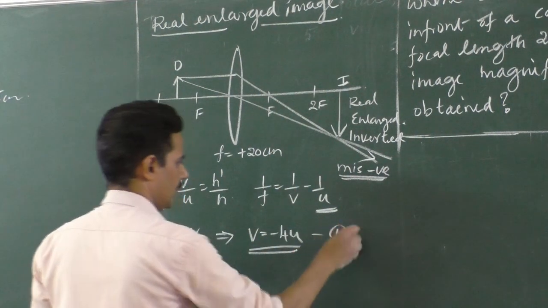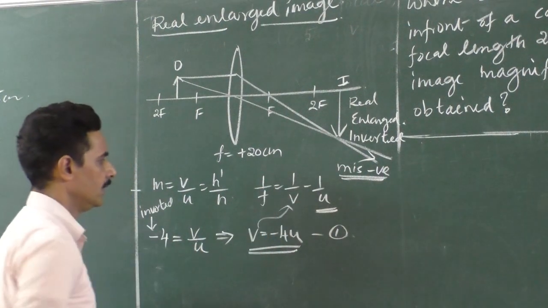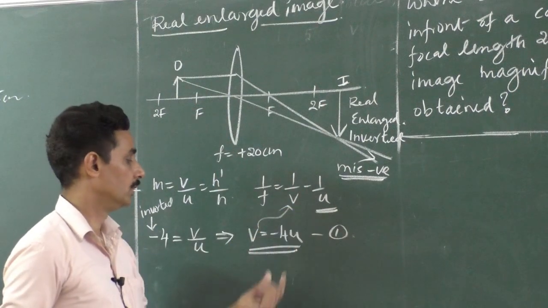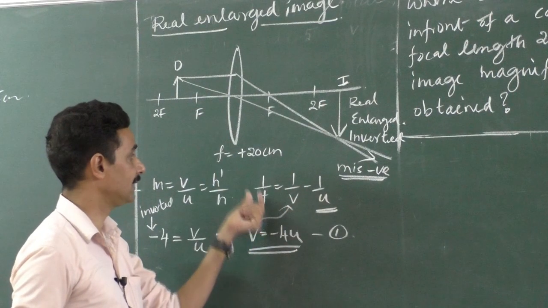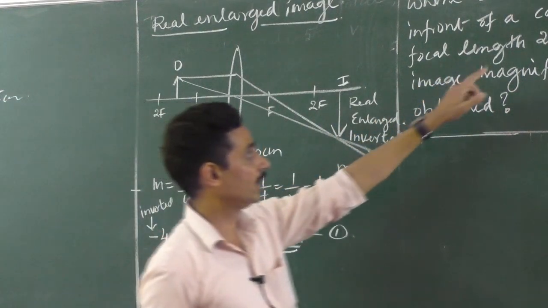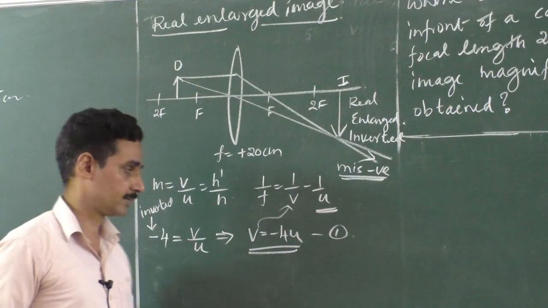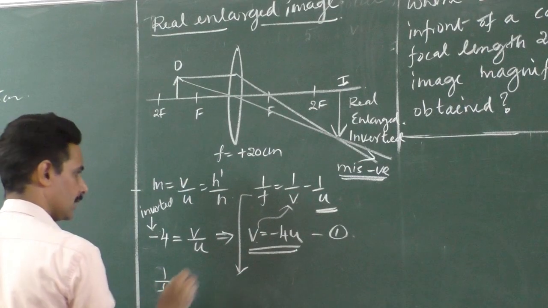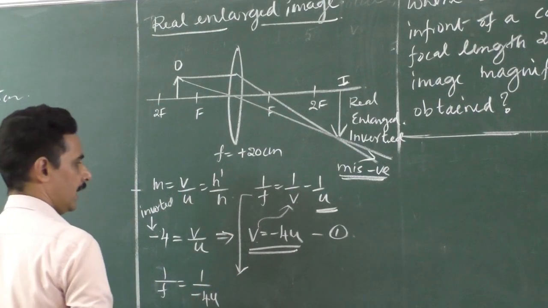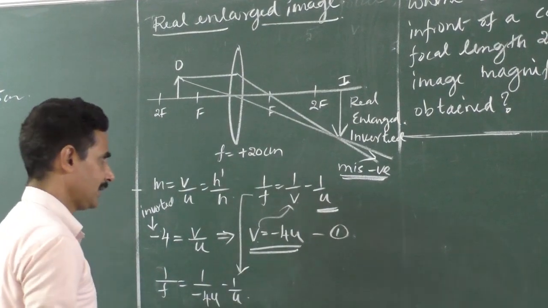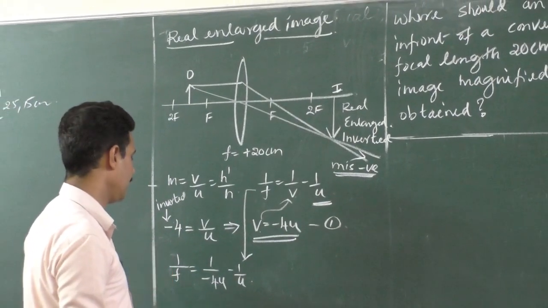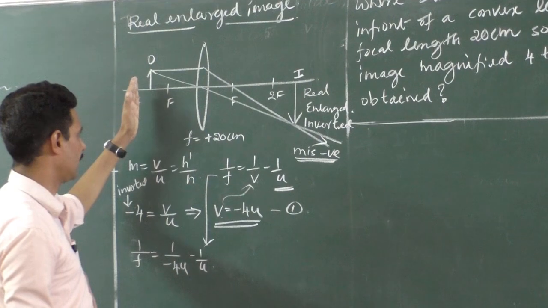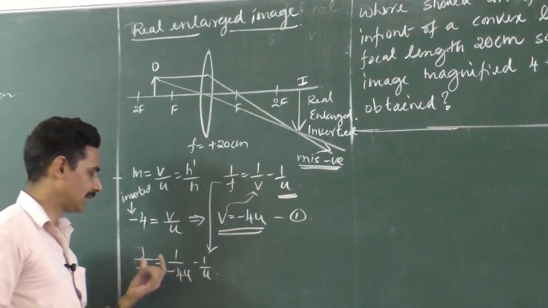We got one equation. Now substitute this one here so that the whole equation turns into u, 4u here, so that the focal length is given and u can be calculated. That is what they are asking. At what distance should an object be placed? So substitute v equal to minus 4u here. What happens to this equation? 1 by f is equal to 1 by minus 4u minus 1 by u. Now can you guess and tell me what type of object distance you should get? Whether it should be on the left hand side or right hand side. Usually it is on the left hand side. u should be negative.